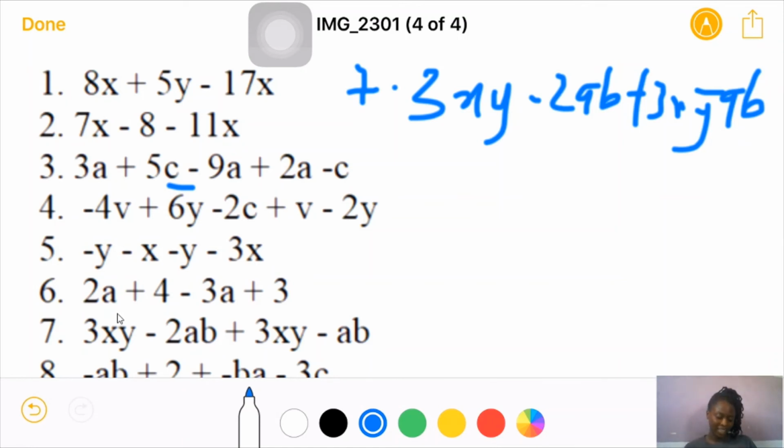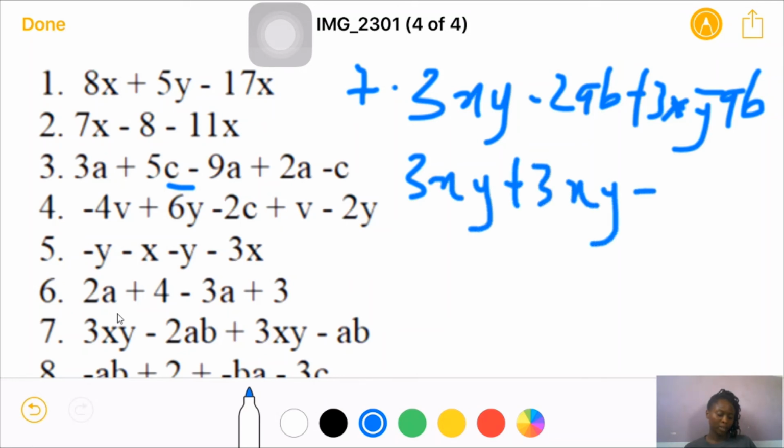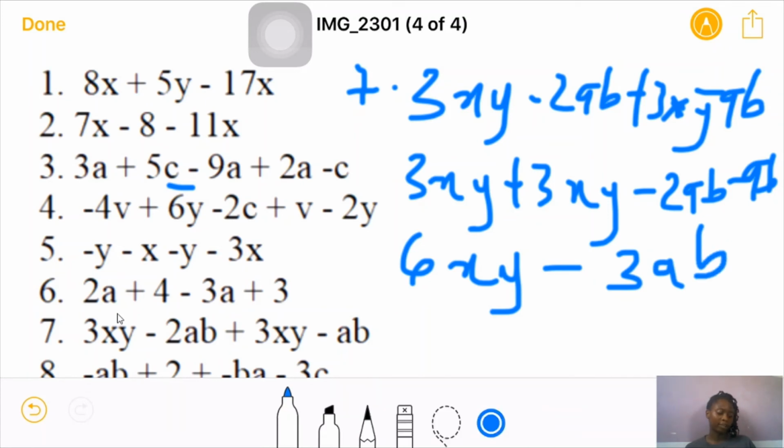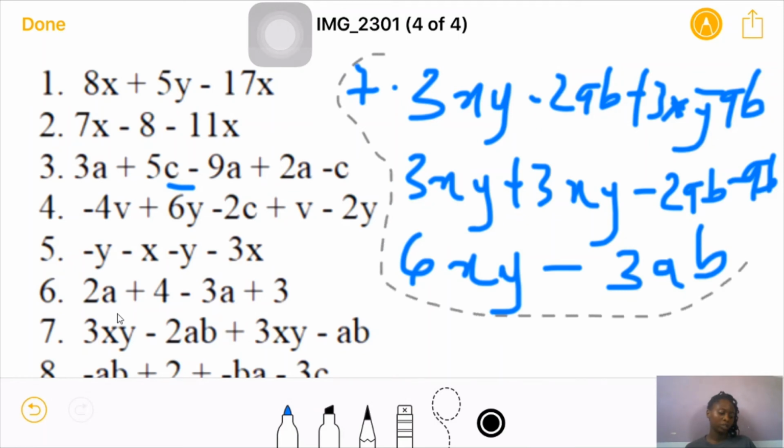Okay, this is x here. Okay, so grouping them, I have 3xy plus 3xy here. And I have minus 2ab minus ab here. So 3 plus 3 is 6xy. Then minus 2, I'm owing 2, I'm going to borrow 1 again. So I have minus 3ab. I think I'll have another lesson for addition and subtraction of integers.